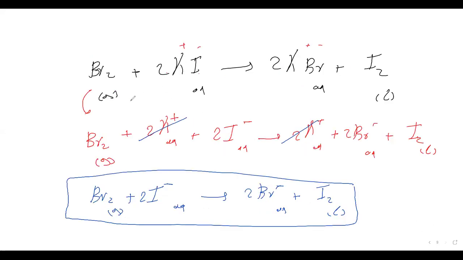Br2 as a gas plus 2KI aqueous gives 2KBr aqueous plus I2. Gas as it is, liquid as it is, 2K positive, 2I negative, aqueous. 2K positive, 2Br negative, aqueous. 2K positive with 2K positive cancel each other. So remaining Br2 gas plus 2I negative aqueous gives 2Br negative aqueous plus I2 as a liquid.